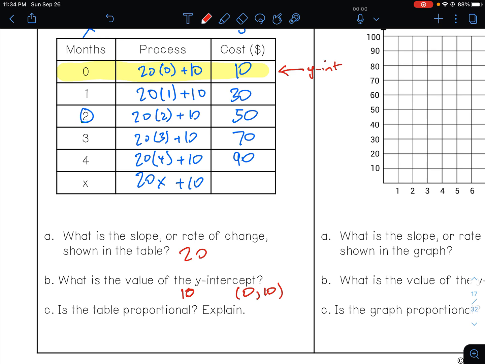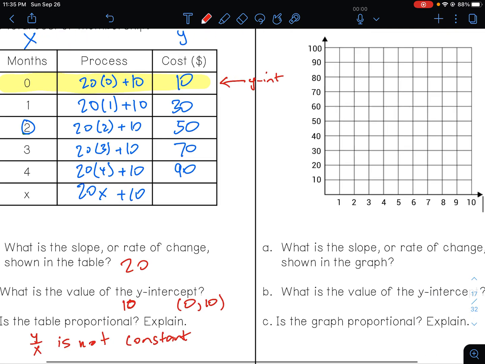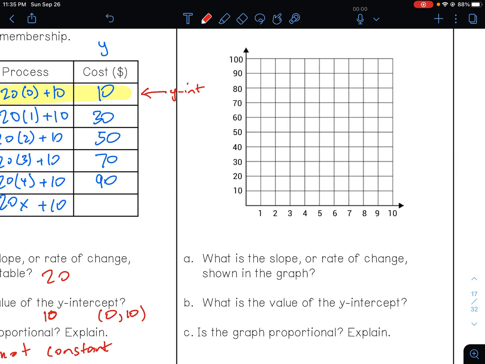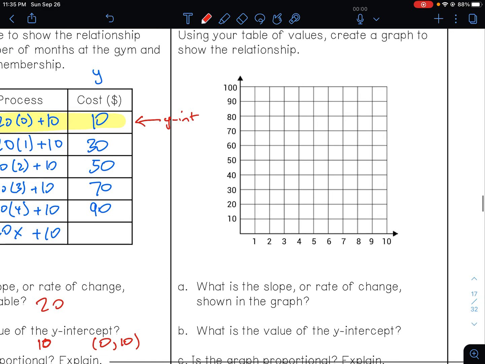And is the table proportional? Is it explained? And it is not. As we showed earlier, y over x is not constant, or not equal to each other. That's what we mean by constant.